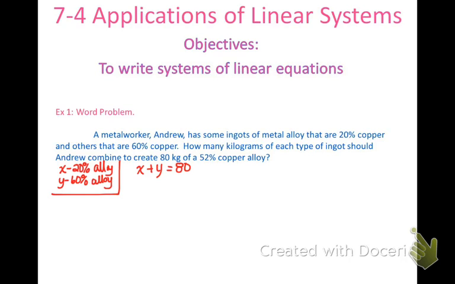Then we're going to take our percentage of everything. So we're going to turn all the percentages into decimals. So our X would be 0.20 or 0.2 X. For everything, like if it's 20%, you need 0.2 X plus 0.6 Y equals. Now for this whole thing, the last part is 52% of 80.